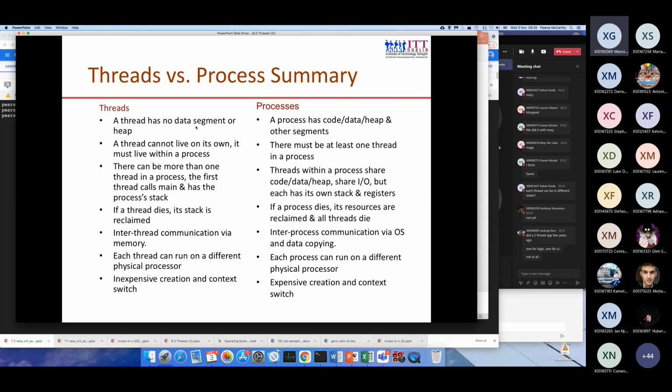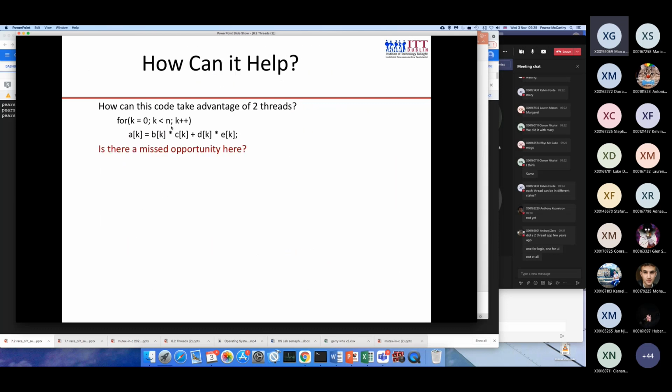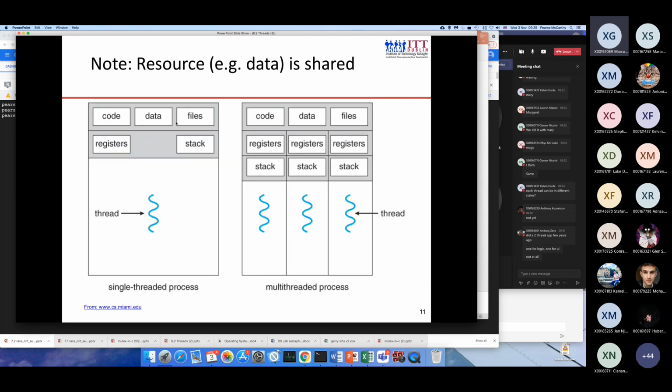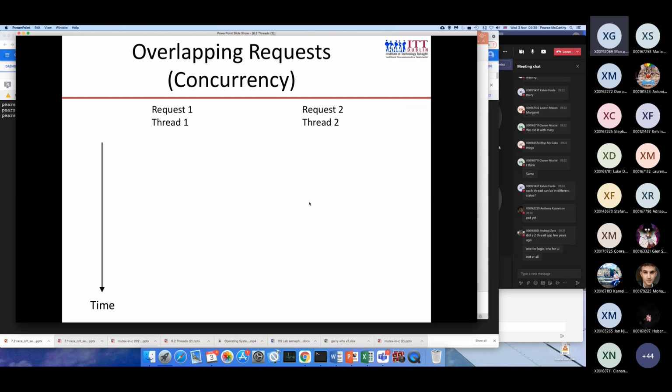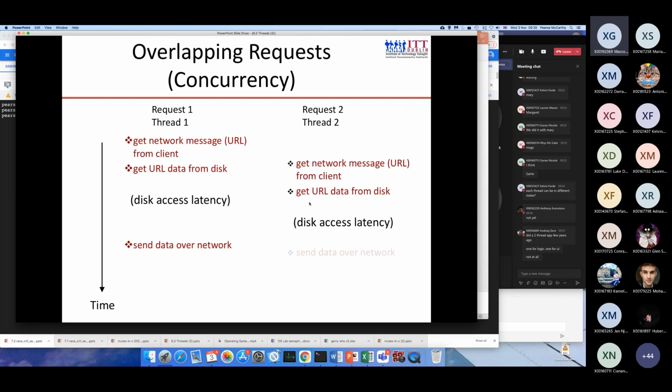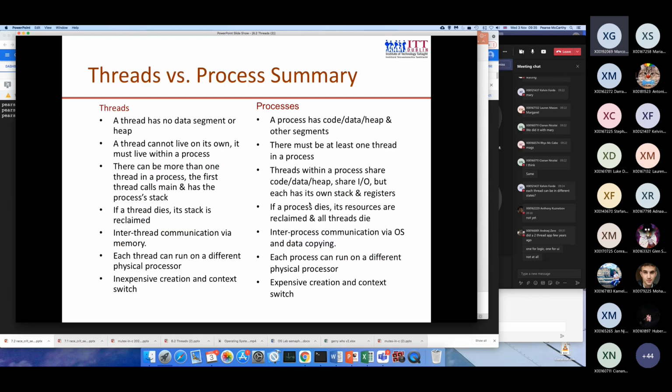A thread has no data segment or heap, right? So essentially, remember this diagram. There's your thread, there's the data, okay? And the heap, which we'll talk about. I don't think I will talk about heap anyway. Oh, I think I do, yeah, briefly. Anyway, it doesn't have its own copy of these. It just has what it needs for execution. That's what the message is. Okay, whereas a process has blah blah.